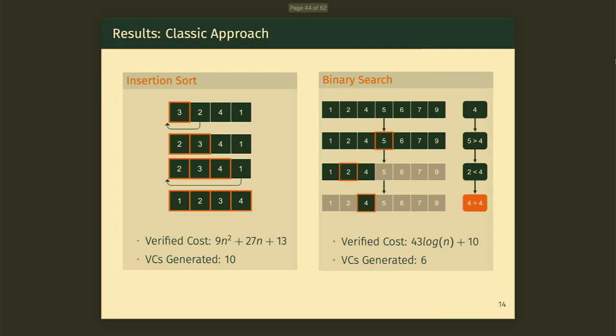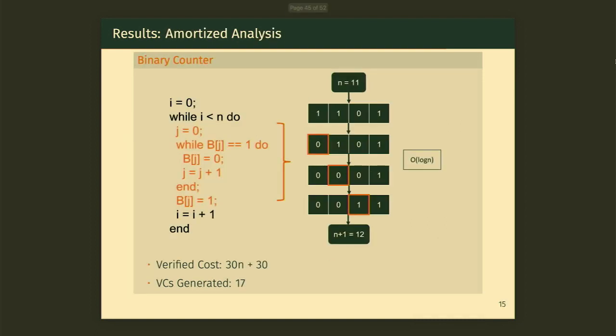Now I'm just going to go through some classic examples that we use to show the results of our logic. So for our classic approach, the worst case costs without amortization, we applied it to the insertion sort algorithm and binary search. And as you can see with the verified cost, we have successfully proved that the insertion sort we implemented was indeed quadratic in the size of the array, and also that the binary search is logarithmic in the size of the array. For the amortized analysis, we use the binary counter algorithm.